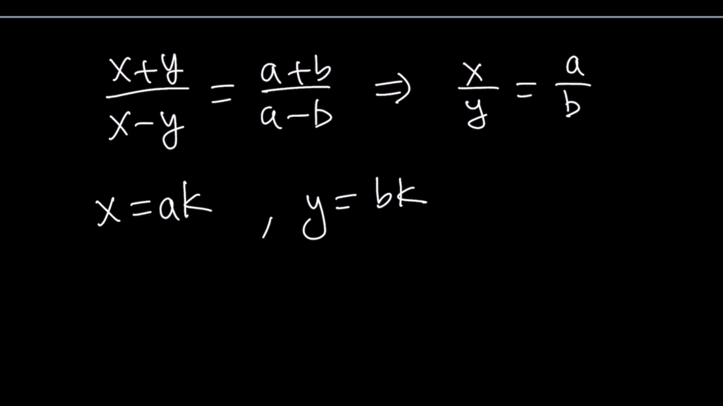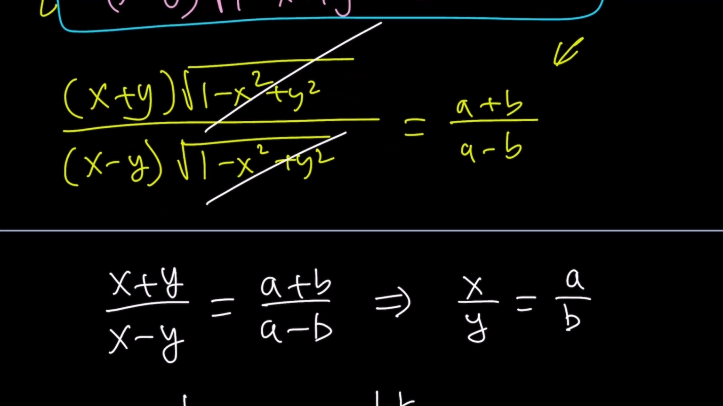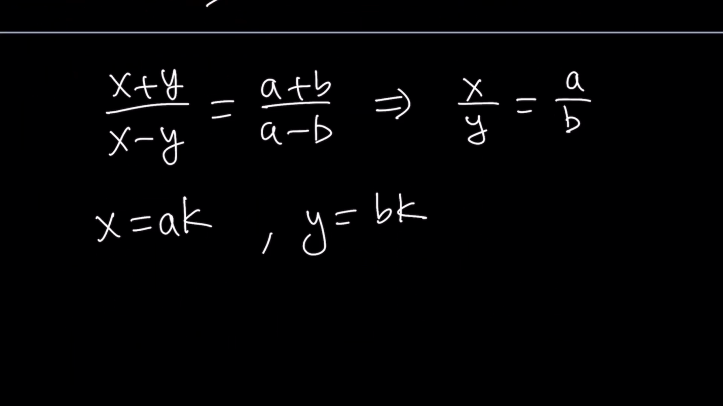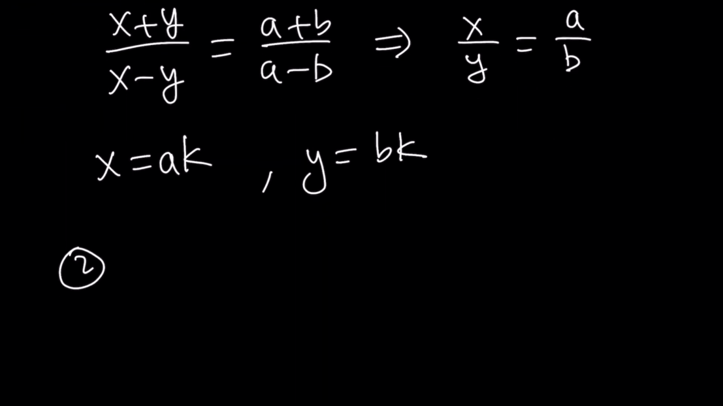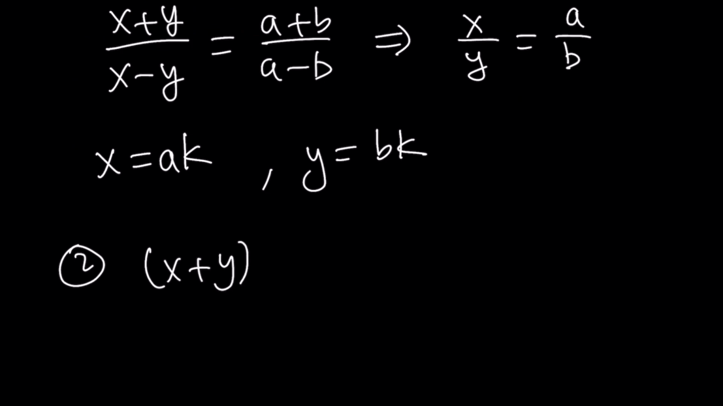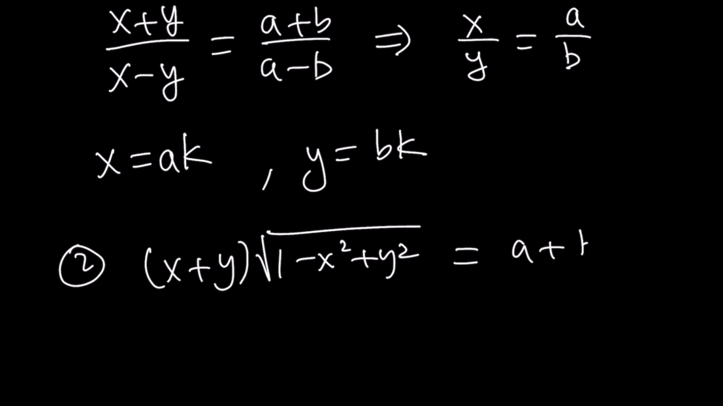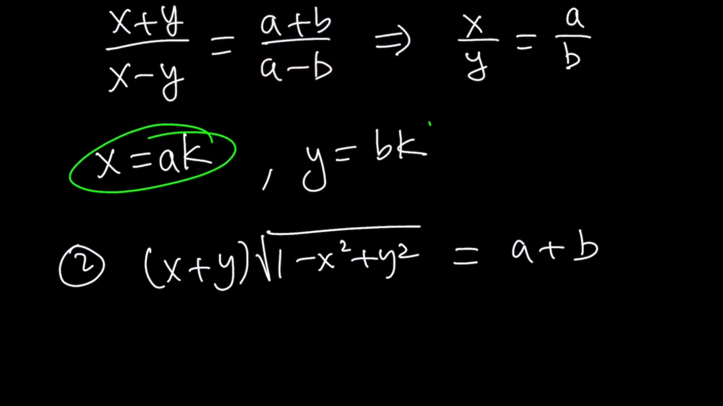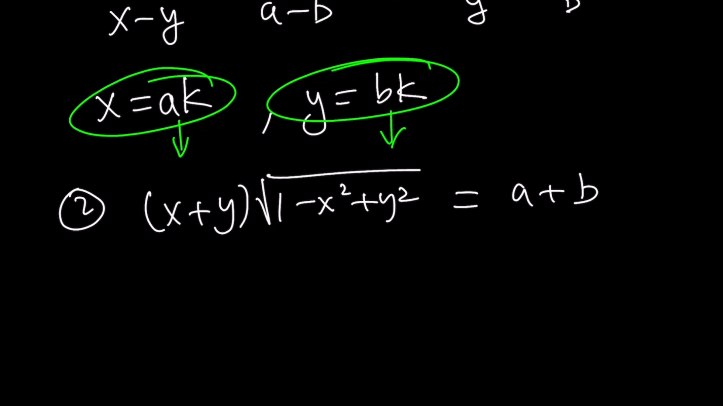Alrighty? Now, let's go ahead and take one of these equations. I don't know which one. Let's call this the first equation, and let's call the second. Let's take the second equation because I like that positivity better. x plus y times the square root of 1 minus x squared plus y squared equals a plus b. Remember that? And now I want to replace x with ak and y with bk. My goal is to find the value of k so that I can plug it back in and find the values of x and y in terms of a and b.